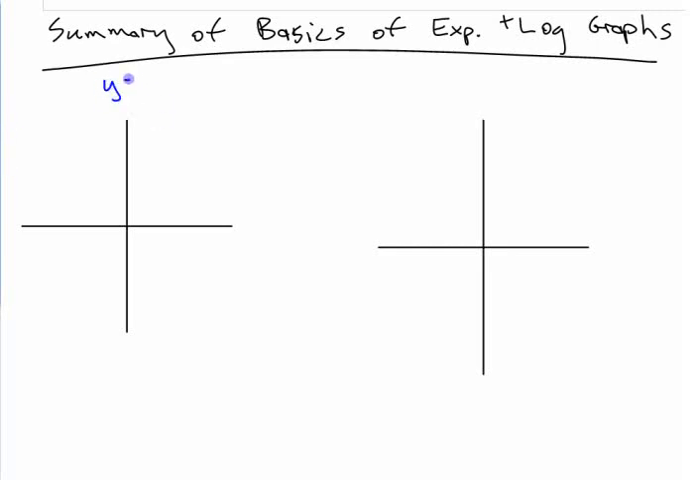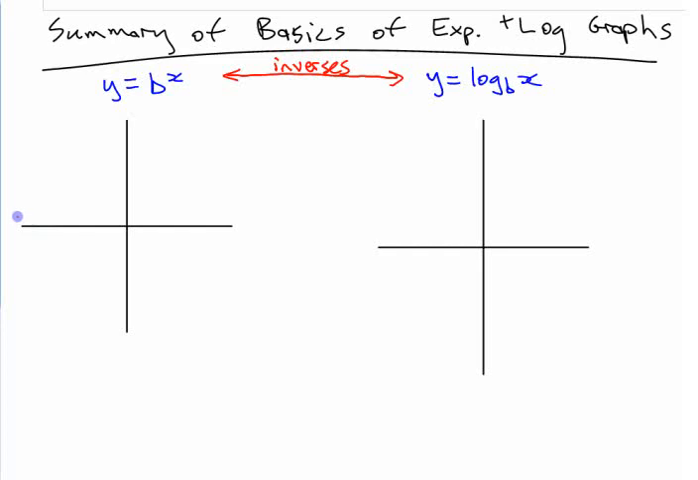Exponential graph, so y equals b to the x. And logarithmic graphs, y equals log base b of x. We're comparing the two, right? Number one, these are inverses of each other. That's the first thing to know. They are inverses of each other.